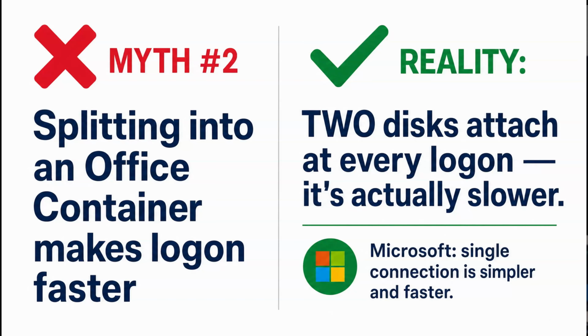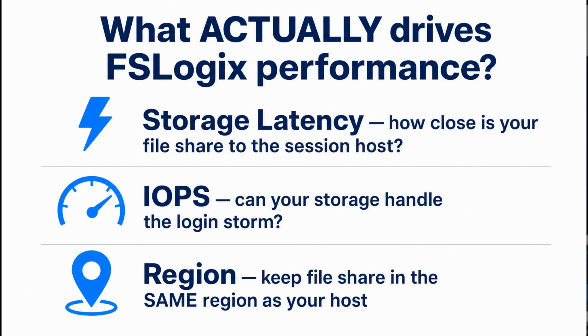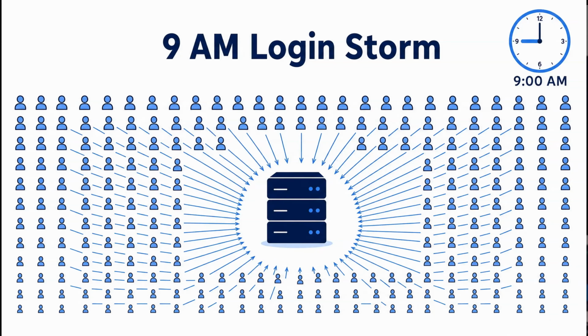Myth number two: splitting out an Office container makes logon faster. Usually it's the opposite. Two containers mean two disks attached at every single logon, and the two detached again at logoff. So Microsoft's own advice is that a single container is simpler and faster. The Office container doesn't speed anything up. If anything, it adds a little overhead and makes things a bit slower. So what actually drives FSLogix performance? It's the plumbing. It's the latency to your storage, how close that storage sits to your session host, and the IOPS during the 9 a.m. login storm, when everyone signs in at the same time.